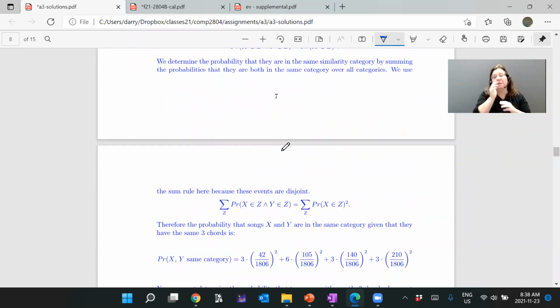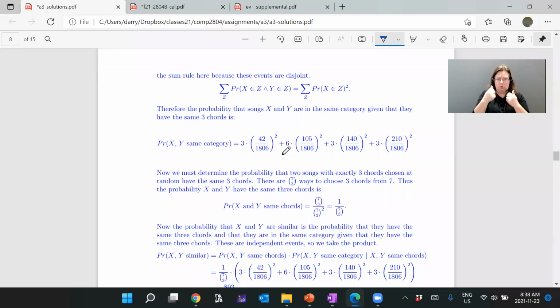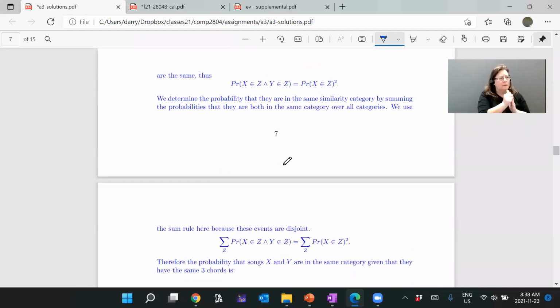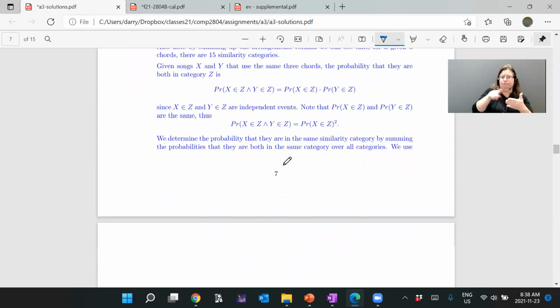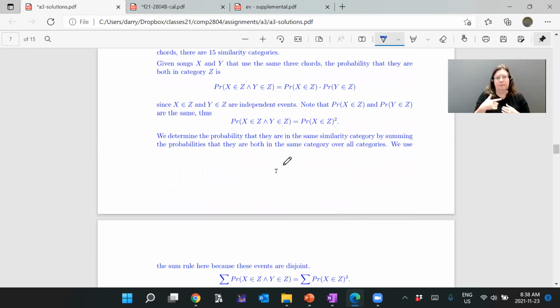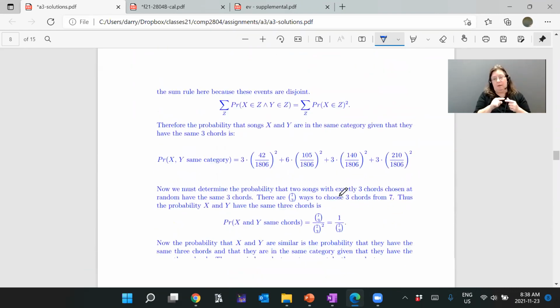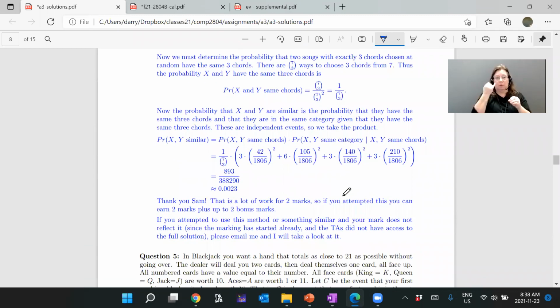If you attempted to do this correctly, I will give you 2 bonus marks, just for understanding the problem. However, the TAs have started marking. I told them to go back and check if they remember, but if they miss your assignment, then email me if you think you were marked incorrectly. So you get 2 bonus marks for even attempting this way, and then the usual 0, 1, or 2 for getting it correct, sort of correct, or not correct at all. So that's assignment 3.